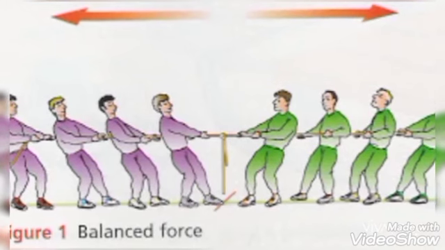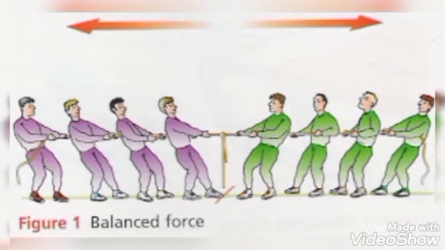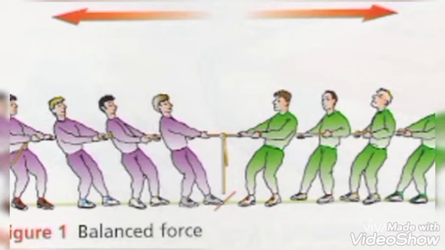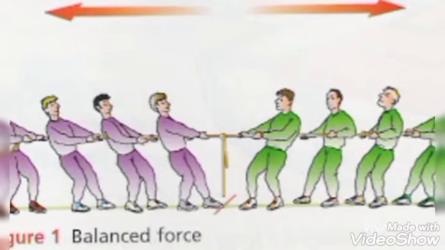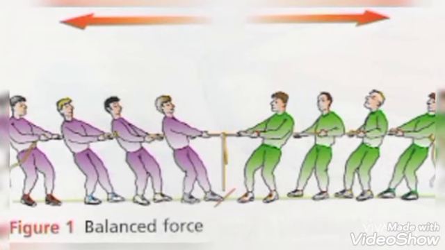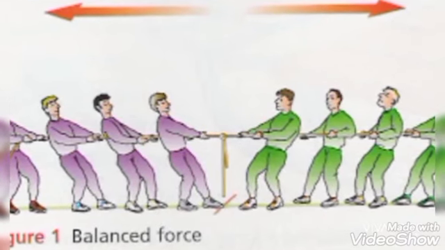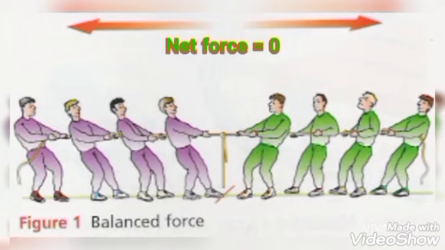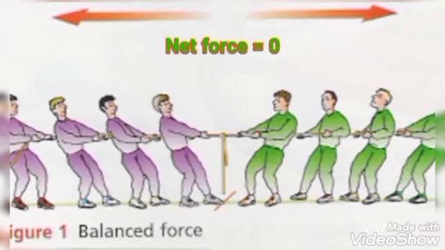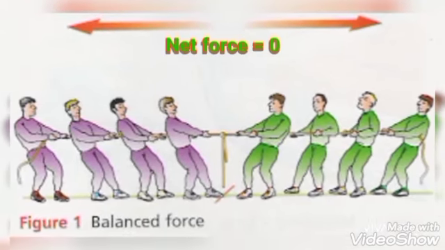No team will win the game because they are applying equal forces, because there are 5 men in the green team and 5 men in the blue team. So they are applying equal forces in opposite directions. So the net force here will be 0. The forces applied by the two teams will get cancelled and the net force will be 0.